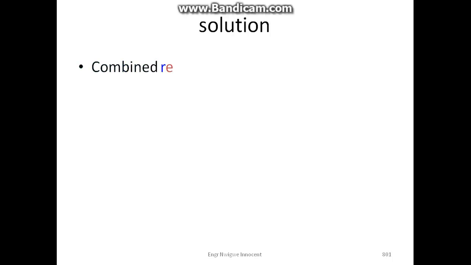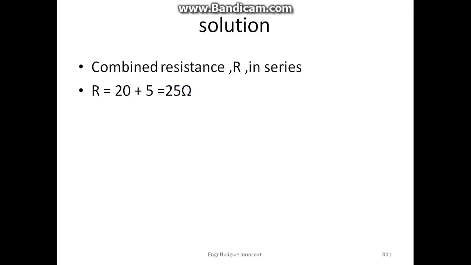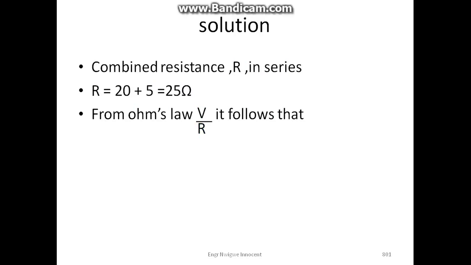Solution. Combined resistance R in series, R is equal to 20 plus 5, which equals 25 ohms. From Ohm's law, V equals IR, it follows that I is equal to V over R, which is equal to 20 over 25, which will give us 0.8 ampere.